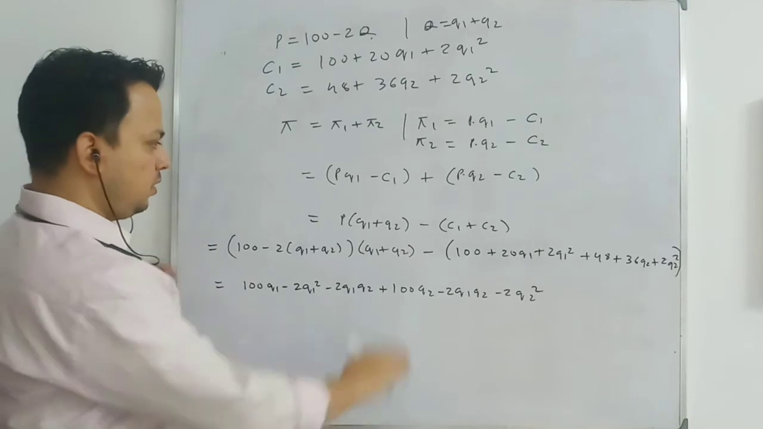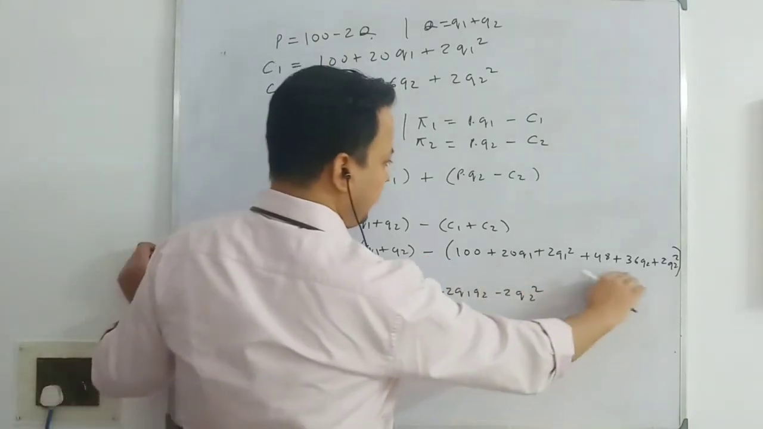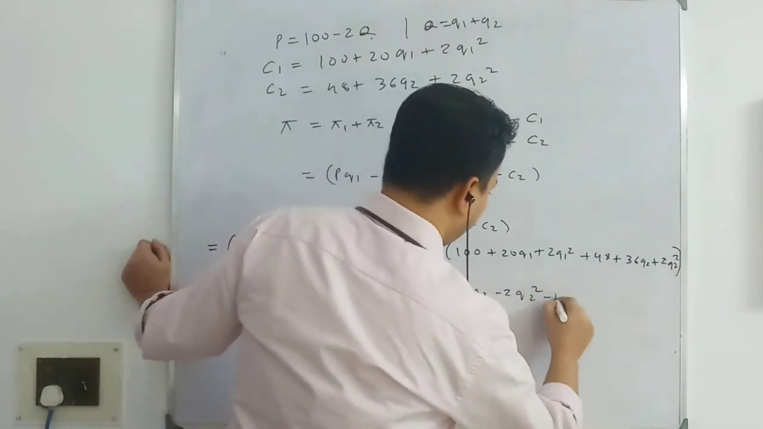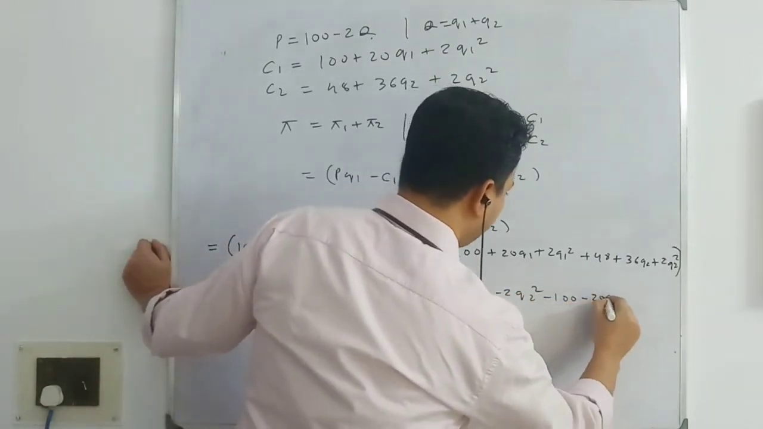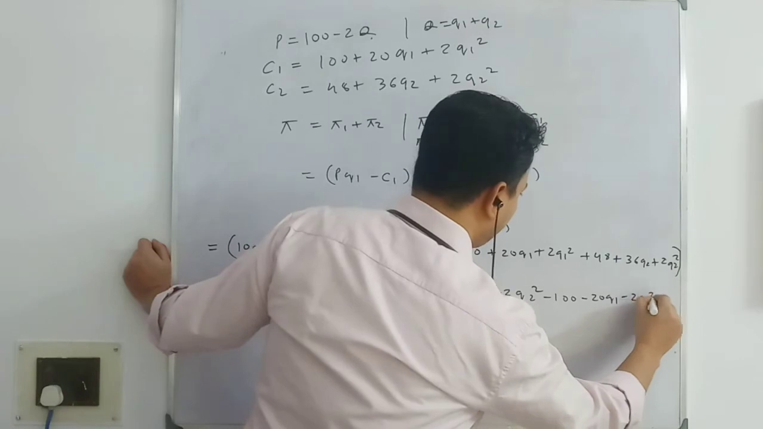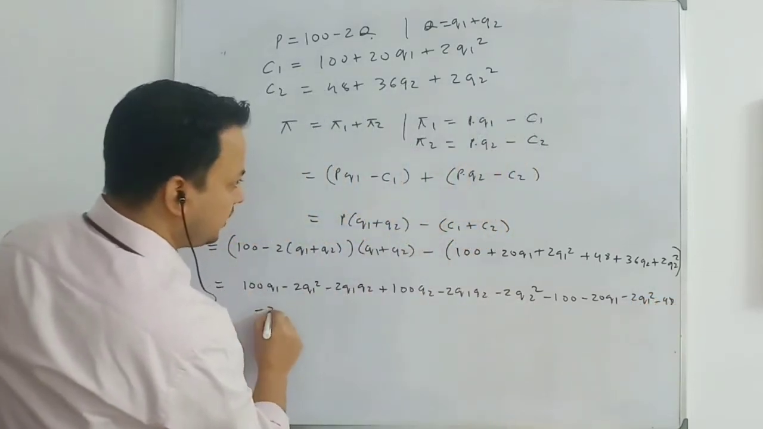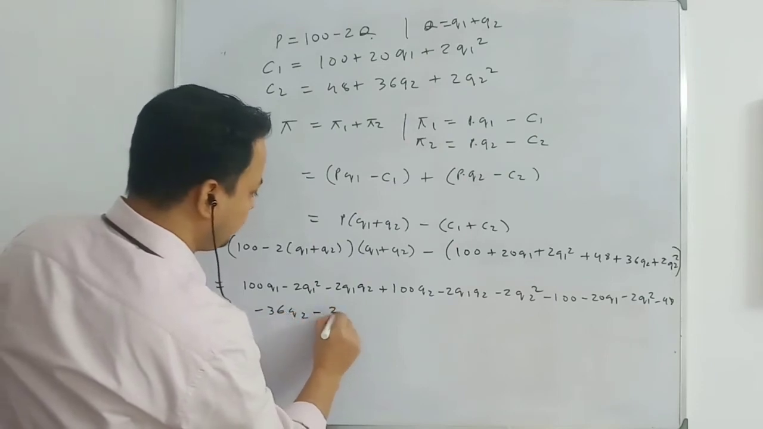Now you have a negative sign here. In the bracket, the sign will change when I remove the bracket. So write down minus 100 minus 20 q1 minus 2 q1 square minus 48 minus 36 q2 minus 2 q2 square.